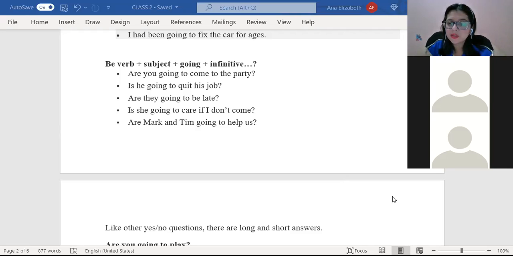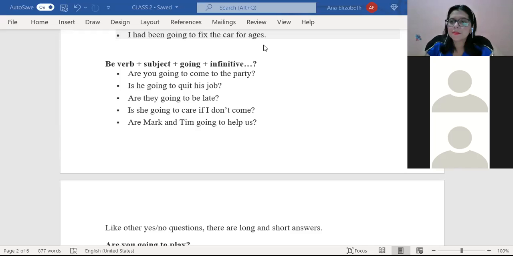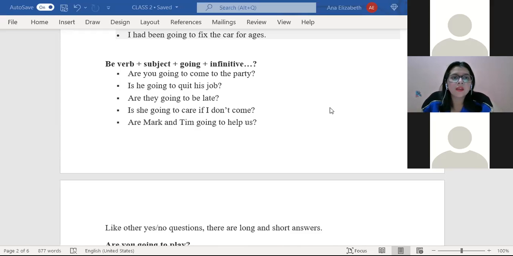¿Quién me quiere hacer una yes no question? Using going to. Uh-huh. Raise your hand. Levante la mano. Uh-huh. ¿Quién quiere hacer una? Ya Regina ya hizo una. Ajá. ¿Alguien más? Dolores, ajá.